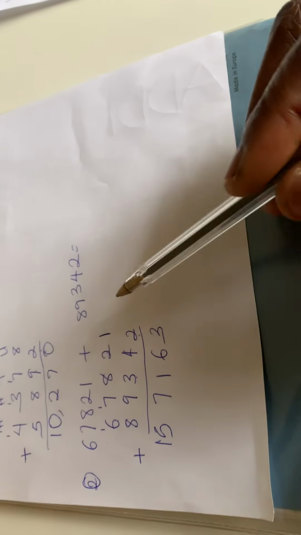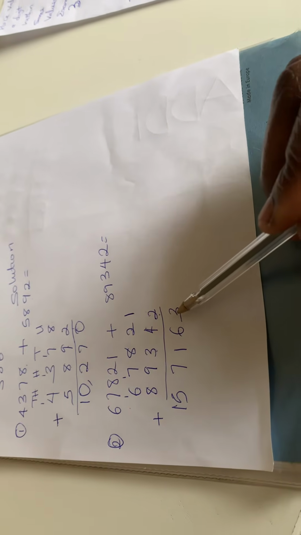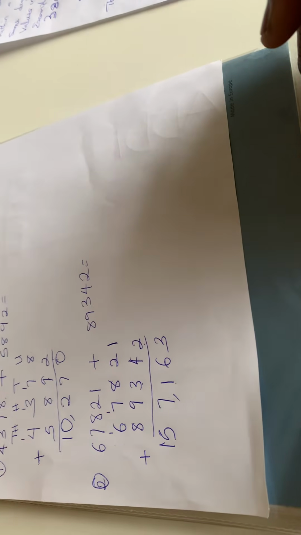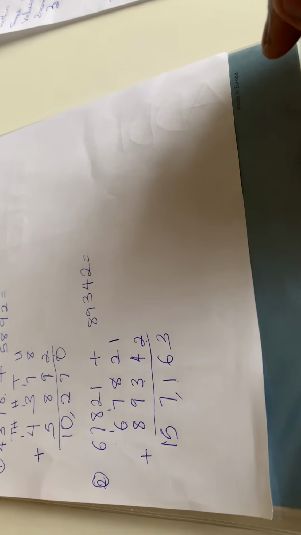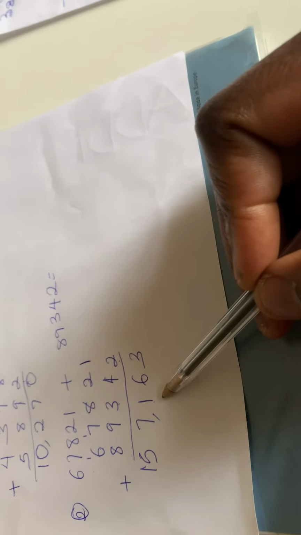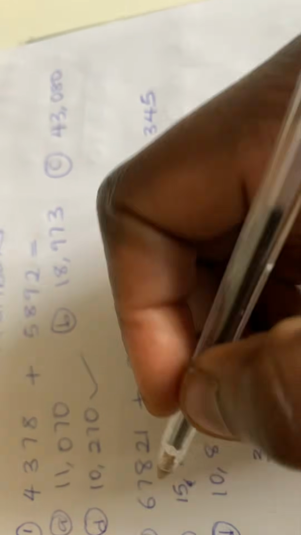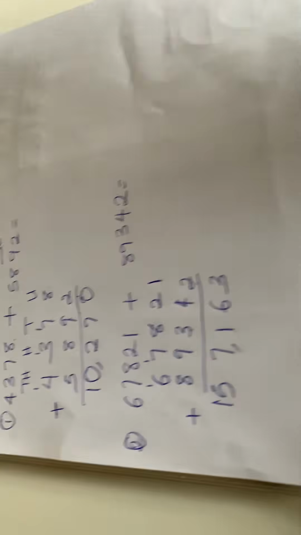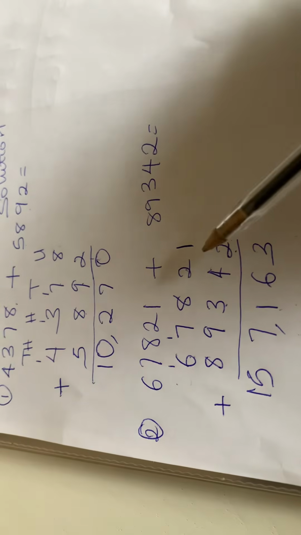After counting 3 digits from the right, you put your comma. 1, 2, 3. This is the answer for the 5-digit numbers. 157,163. It's this one. 157,163. That's the correct answer. You can see this one is 5 digits.